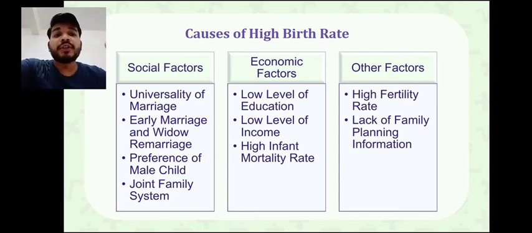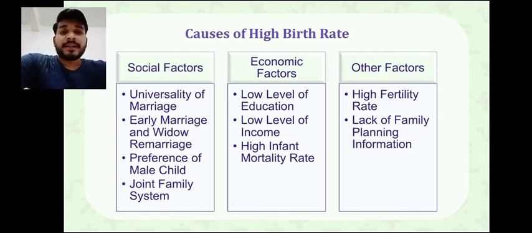So here it says the universality of marriage. First point is the universality of marriage. Second, it says early marriage and widow remarriage. Earlier, people, or we can say girls, were married at the age of 14 or 13. So you find that the marriage system was going on at a very early stage, and due to that there was more reproduction happening.